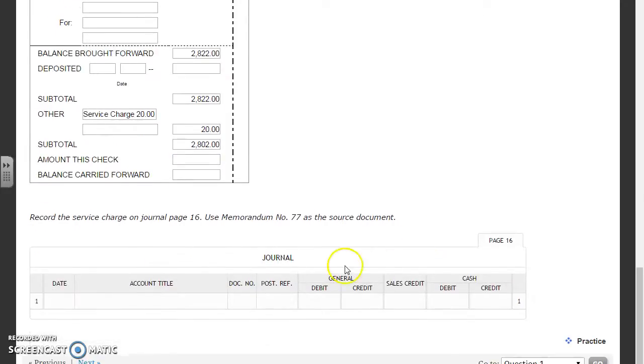Lastly, I need to record the service charge on journal page 16. I'm going to use memorandum number 77 as the source document. So I need to record this. Now, a service charge is a miscellaneous expense. It takes away from your cash, but it is also a miscellaneous expense. So we're going to fill in the date of the 29th. We're going to debit miscellaneous expense, and we're going to debit it $20. We're going to credit cash because, again, this takes away from our cash that we have in our account, and our source document was memorandum 77. Go ahead and save your work and continue on to the On Your Own.